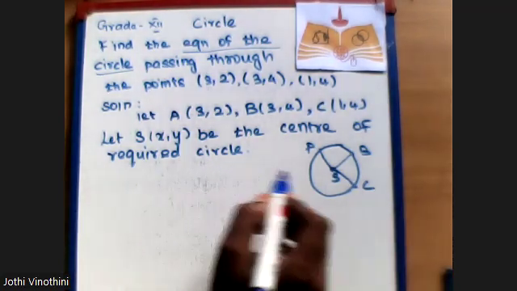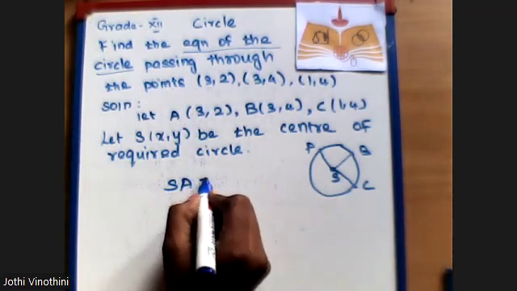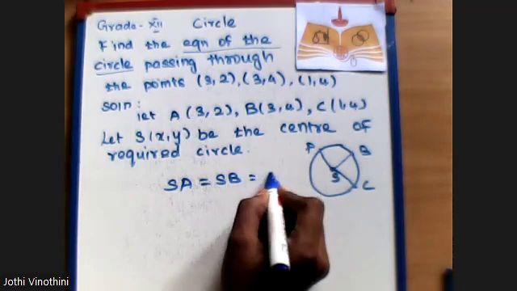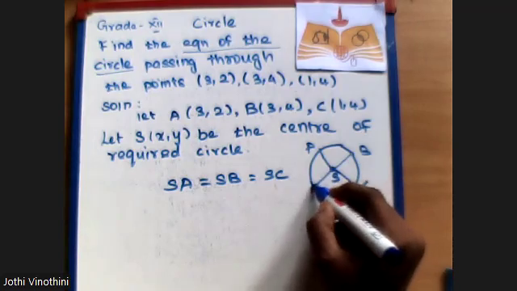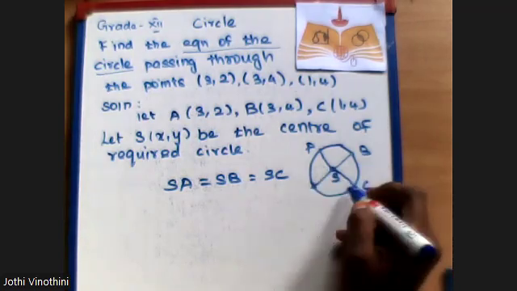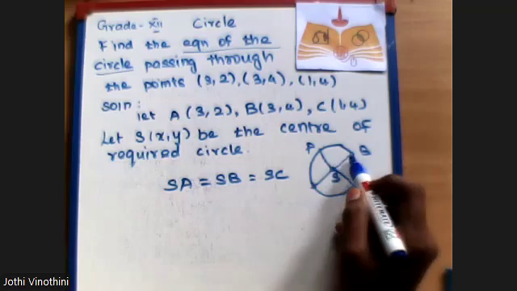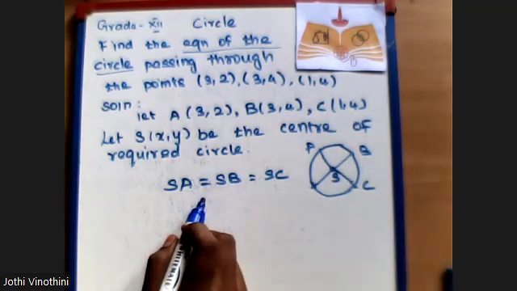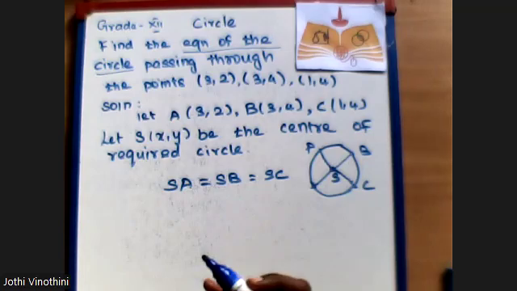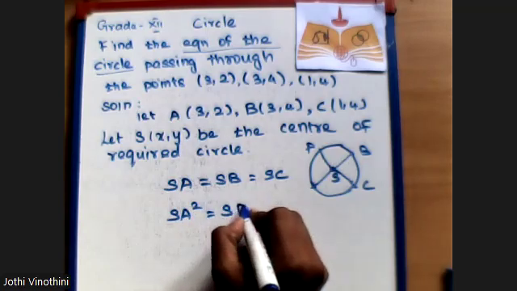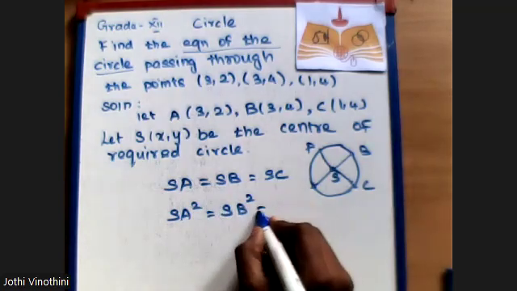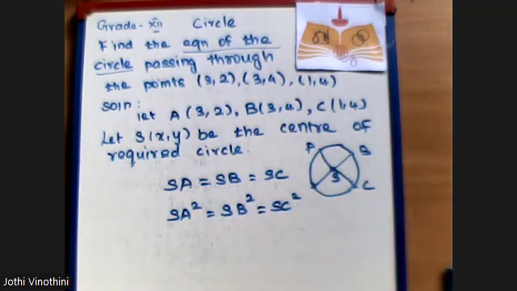So from this we can conclude that SA equals SB equals SC. Whenever we draw a line from the center to the circle, it will act as a radius. The radius of the circle always remains the same. So SA equals SB equals SC. For my solving purpose, I'm going to square these. So SA squared equals SB squared equals SC squared. I will give you 1 more minute so that you can copy this down and we can move to the next step.